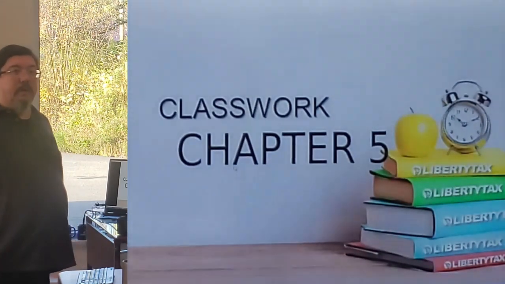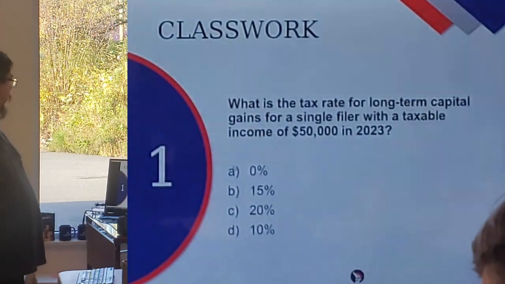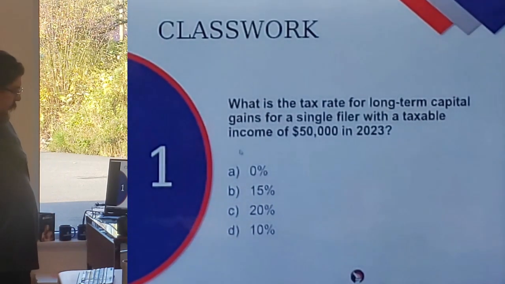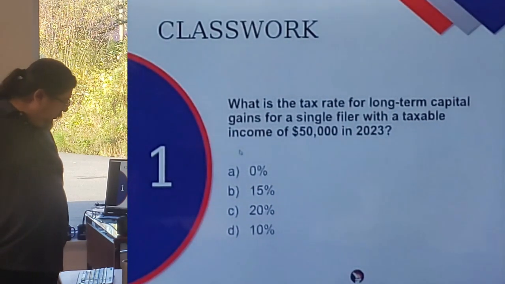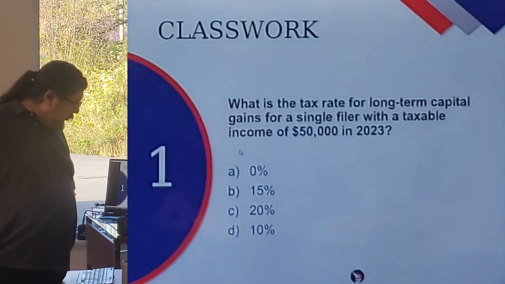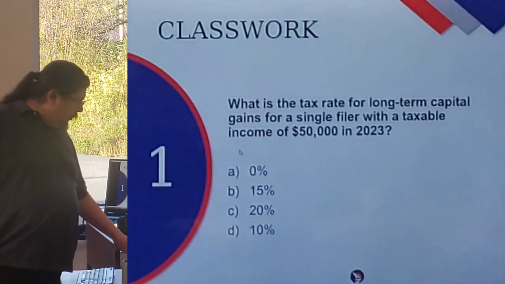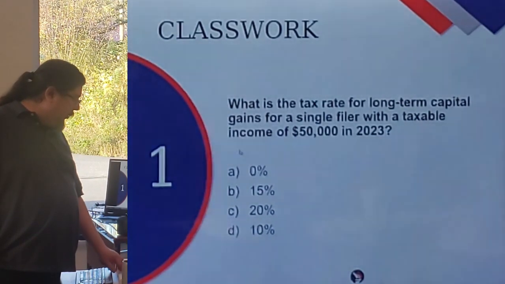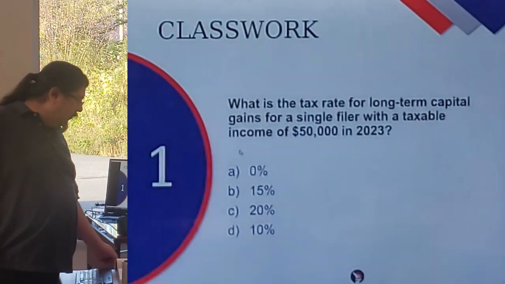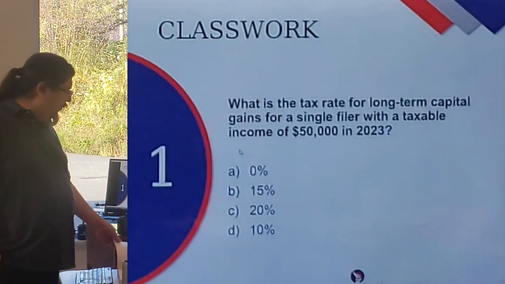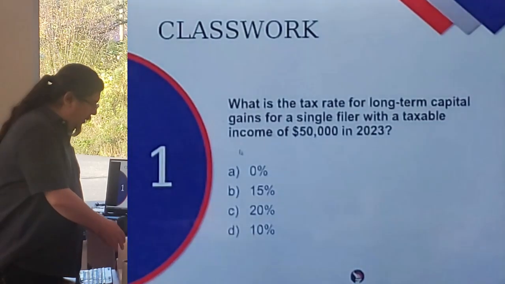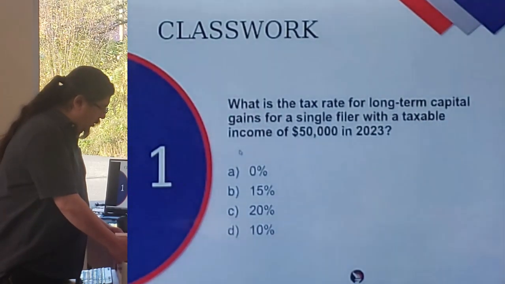Oh, Chapter 5 homework. Or classwork. That's on page 143. First question is, what is the tax rate for long-term capital gains for a single filer with a taxable income of $50,000 in 2023? And I'm pretty sure that's going to be B, but we can look in the chart.